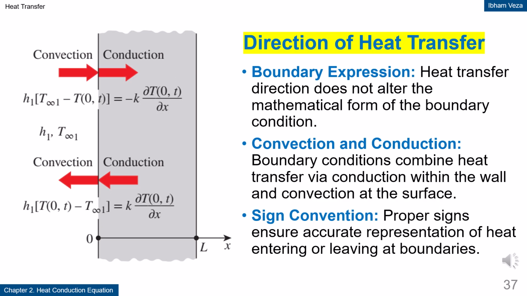Direction of heat transfer. The mathematical form of the boundary condition does not change even if the direction of heat flow is different. Only the sign in the equation changes according to the direction convention. The relationship between conduction inside the wall and convection at the surface remains consistent. Correct sign selection is very important to avoid misinterpretation. With proper conventions, the energy equations remain valid for any heat flow direction.